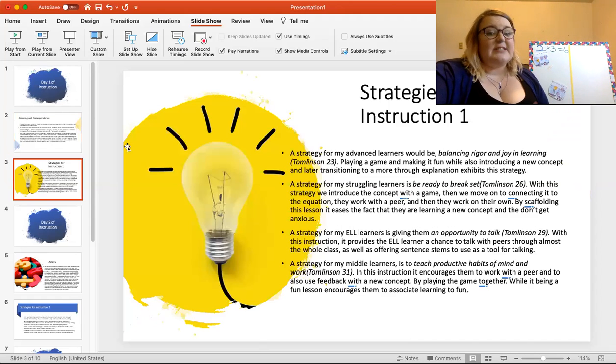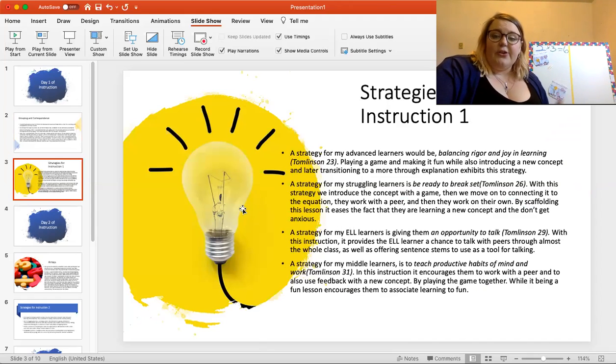But the strategies that relate to that instruction plan I have supported. So a strategy for my advanced learners would be balancing rigor and joy in learning. I got this off page 3 in the book. Playing a game and making it fun while also introducing a new concept and later transitioning to a more thorough explanation exhibits this strategy.